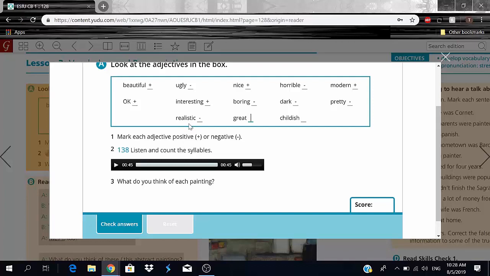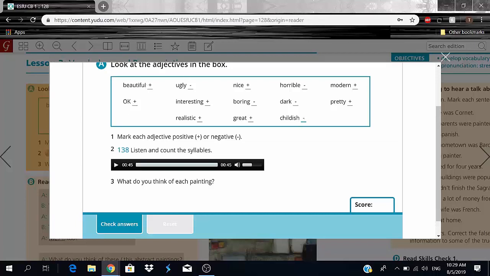Oh, realistic is not a negative trait. I did not notice that. And then we have pretty right here. This was also mistakenly written as negative. Then great, obviously a positive. And finally, childish. So when I'm talking about childish, I'm probably referring to someone that should not be childish. So I'll write this down as a negative.